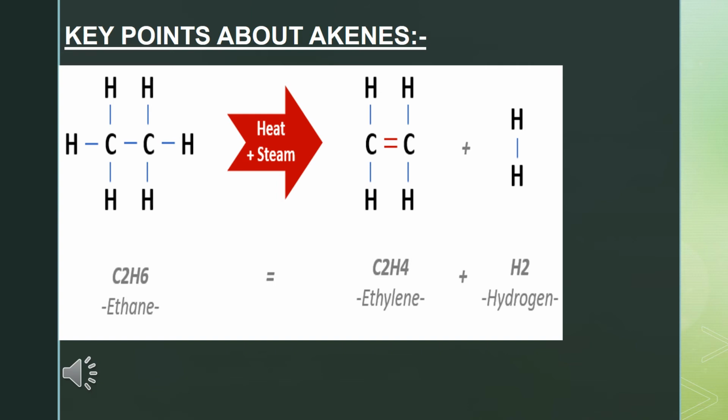Here I have given a key point about alkanes, about what is actually happening. I have taken ethane as the reactant. When heat is provided to ethane, it gets converted into ethene and hydrogen gas is released. So you have to remember, whenever ethane gets steam or any sort of heat energy, it gets converted into ethylene, and hydrogen gas is also produced.